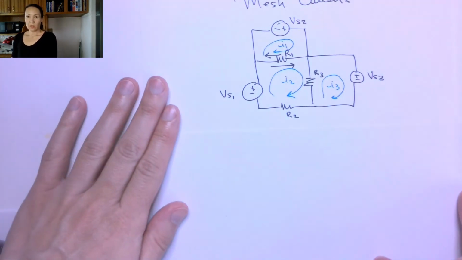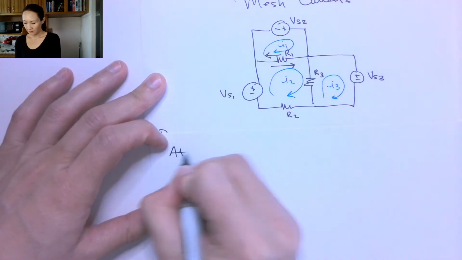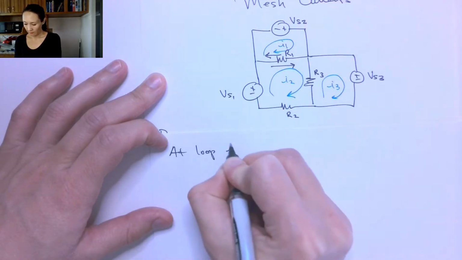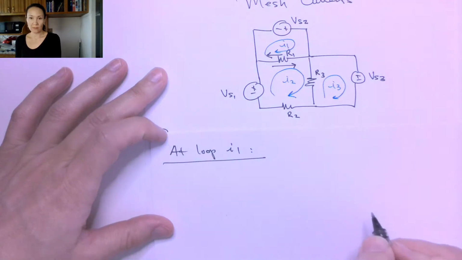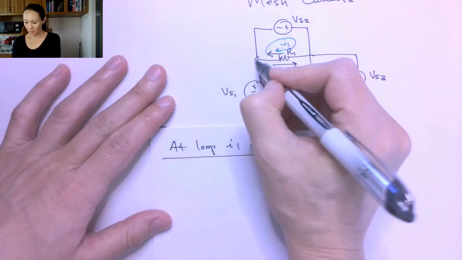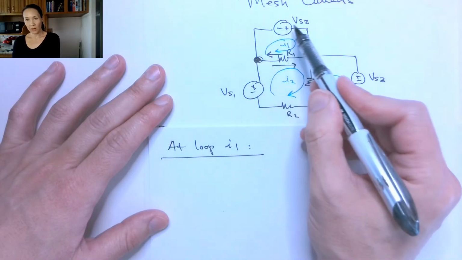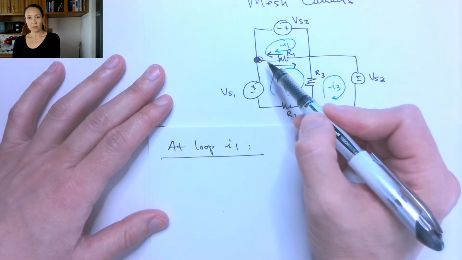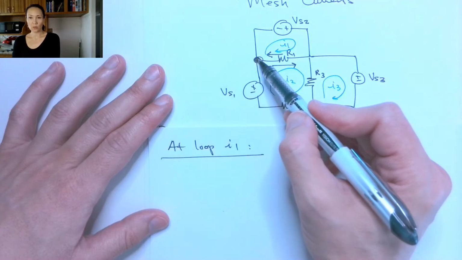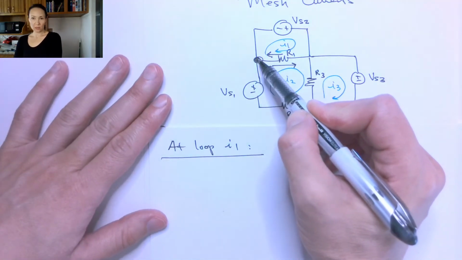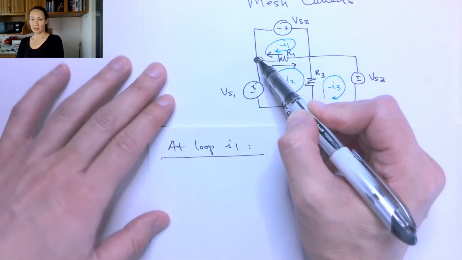So first of all, at loop I1, here are our mesh current equations. I'm going to start, say, in this bottom corner, and I'm going to go around this loop and write the sum of voltages until I get to where I started, and then I'll set that equal to 0. So just basically the KVL equation.